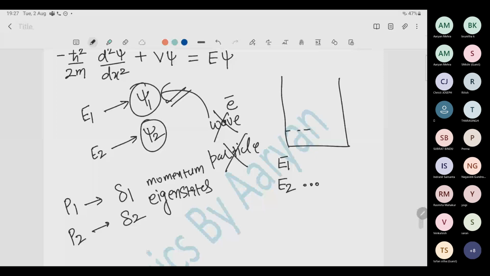So once you know the energy eigenstates, you can easily find momentum eigenstates. You can easily find angular momentum eigenstates, and so on.